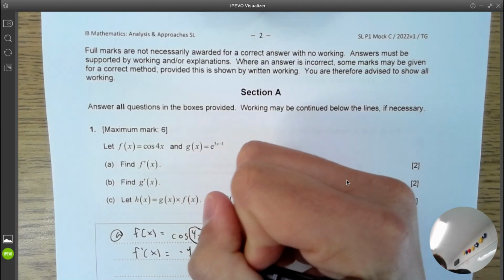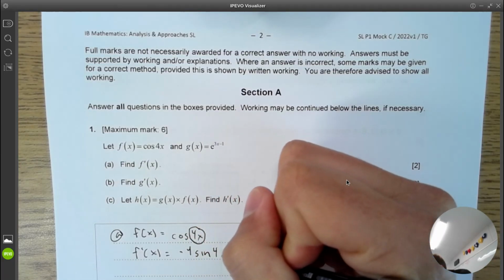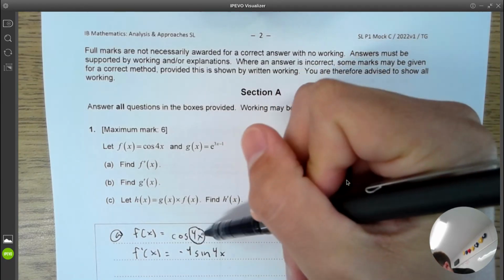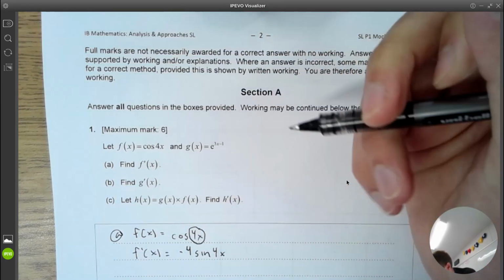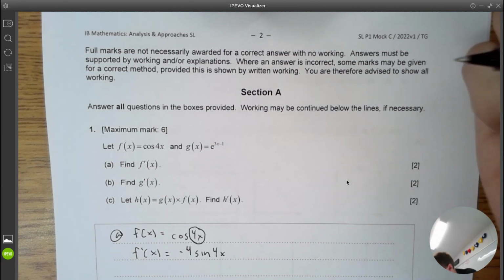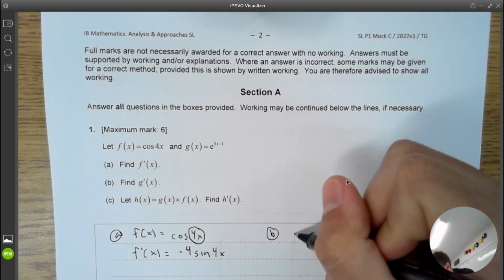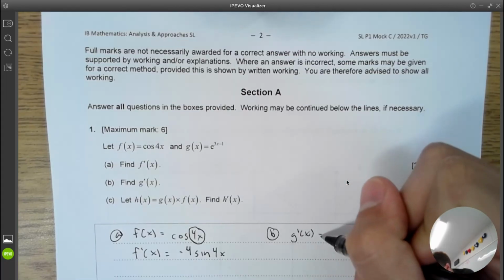It should be negative 4 sine 4x, because the derivative of the inside, 4x, is 4, so the 4 comes out front. So nice, that's getting me 2 marks, I guess. 2 marks. B, g prime of x.